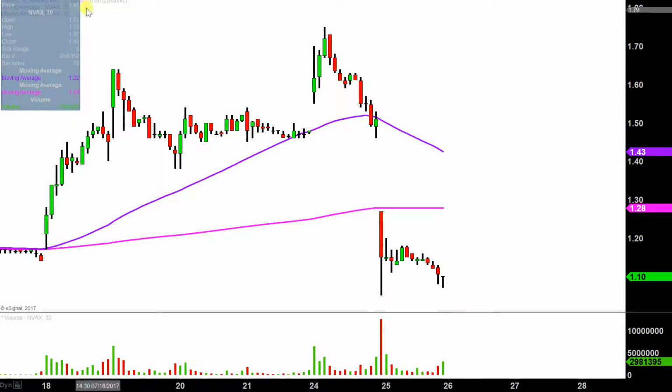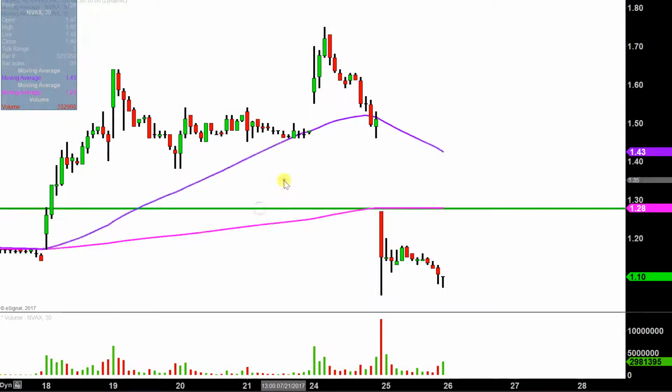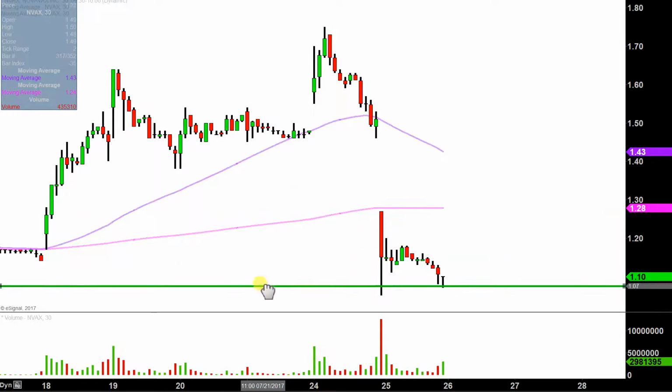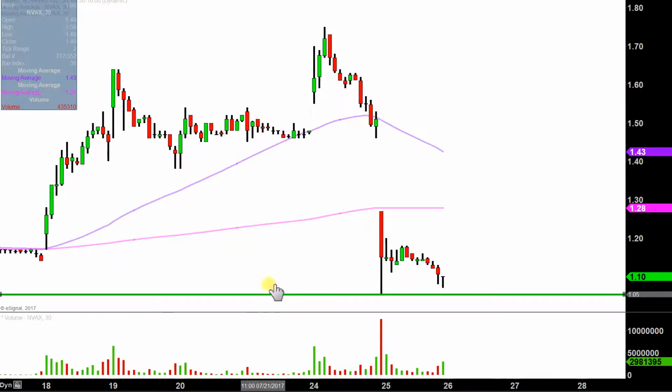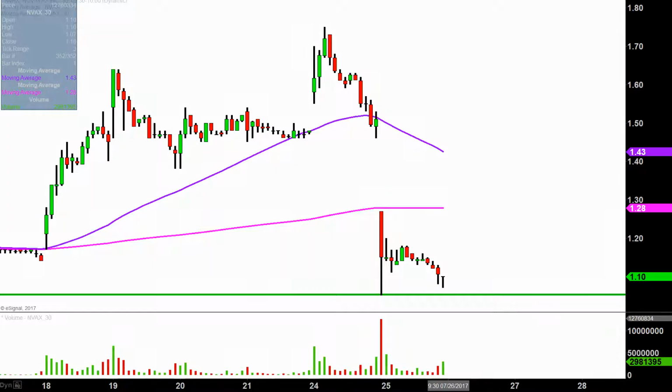So let's first start by talking about some levels of support. The key level of support right now is simply where the bleeding stopped today, and that was down there at $1.05. So $1.05 is where the bulls finally said, you know what? We're not letting the price go down any further. We're going to put our foot down right there. So going into tomorrow, you want to see that continue to be the case.